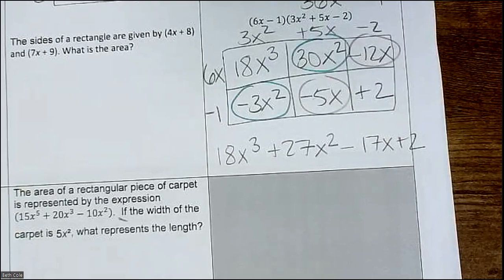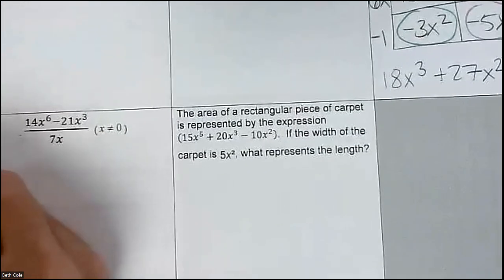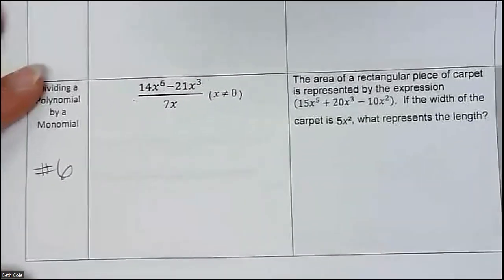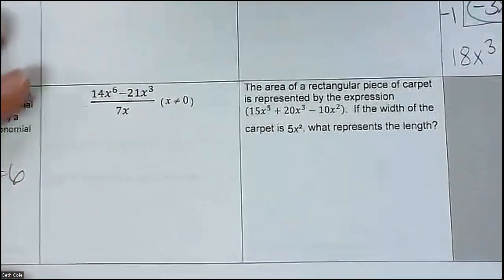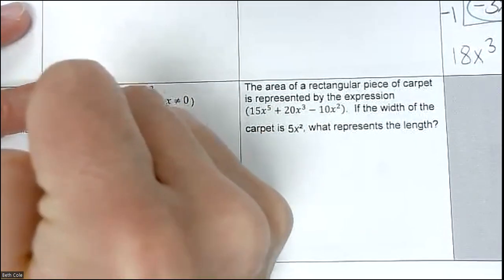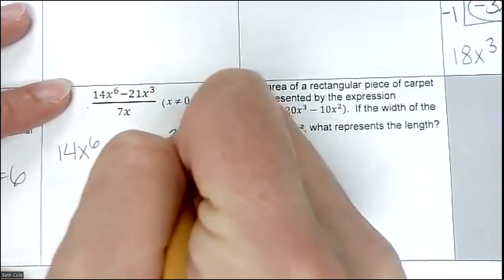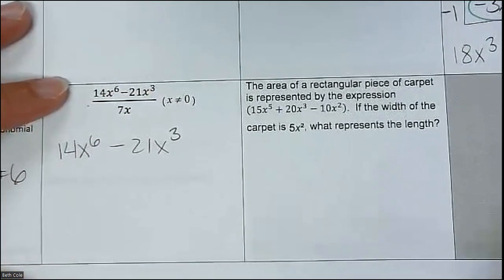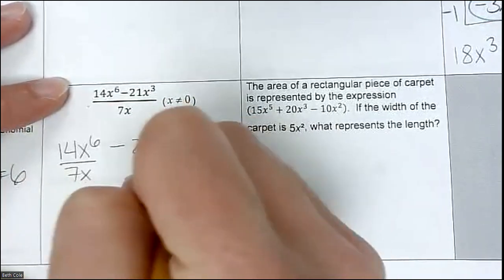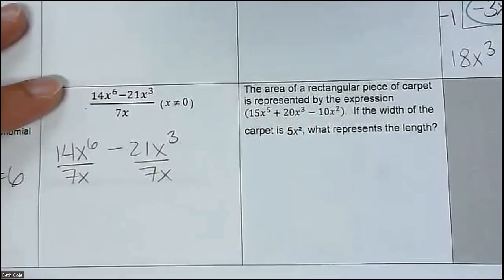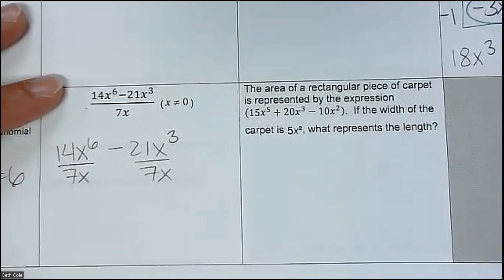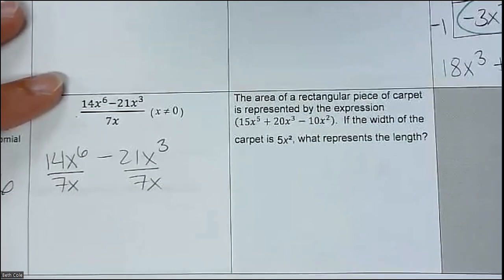All right, and then this section is the one that we did last time. It was the dividing. Call this number 6. You're going to recopy the top part. Hey, Ms. Cole, looks like you just rewrote it. Yep. And then you divide them both by 7x. Don't be too proud to write it. You try to do it in your head, it's not going to go well.